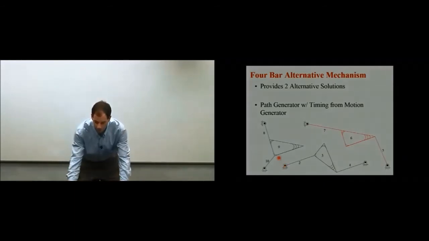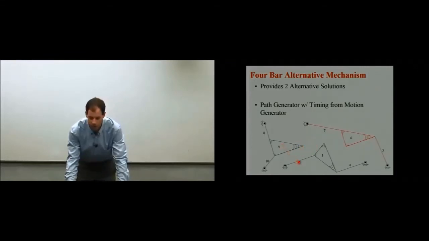So in a path generator with prescribed timing, I'd be concerned about the movement of the coupler point here in space, this point on link 3, and the rotation of link 2. And I can take that information and create its cognate, and now the cognate will have that same path in space, but the coupler rotation will be the same as what the input link timing rotation used to be. So due to the parallel construction, link 2 and link 9 have the same rotation.